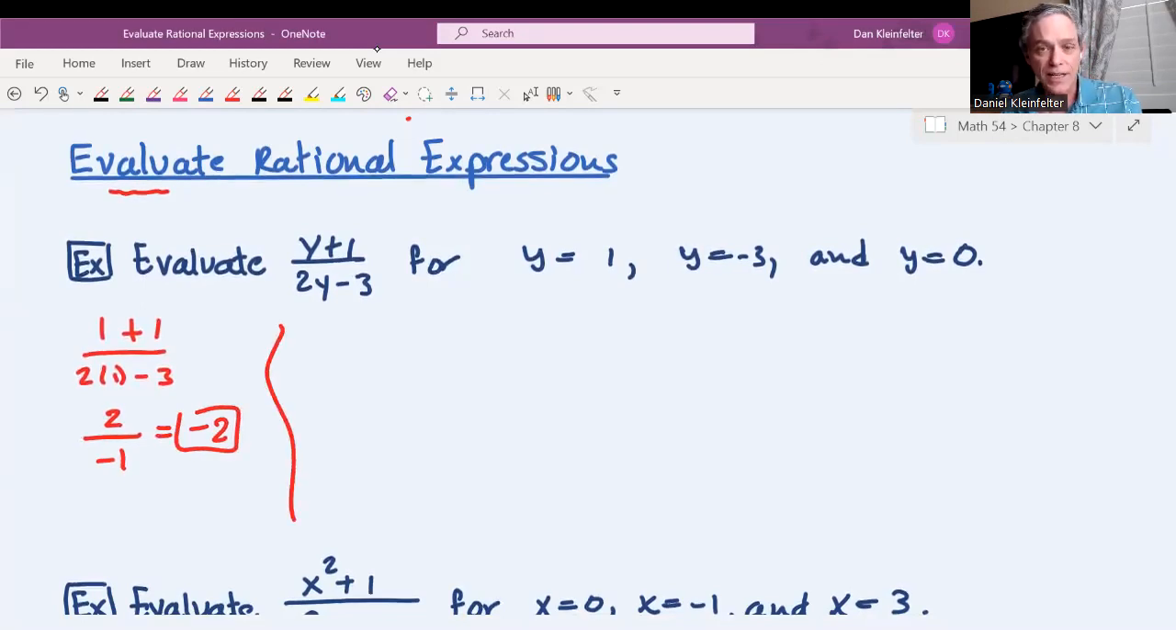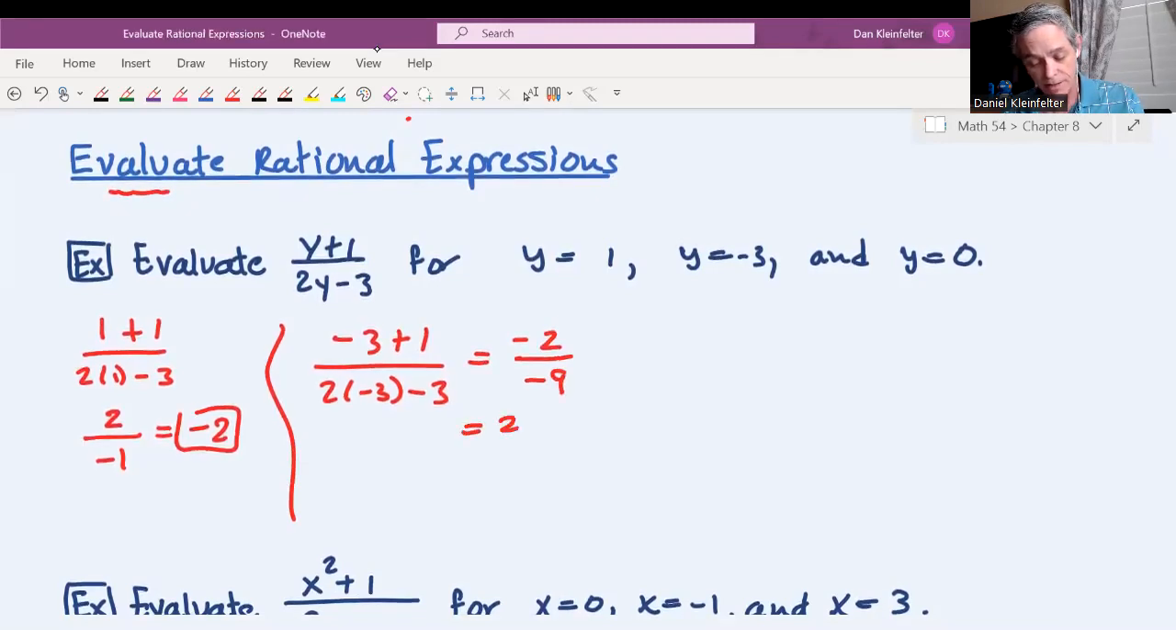Okay, let's try it for negative 3 next. We'll have negative 3 plus 1 divided by 2 times negative 3 minus 3. That will be negative 2 in the numerator, and then negative 9 in the denominator. That will give us 2/9.